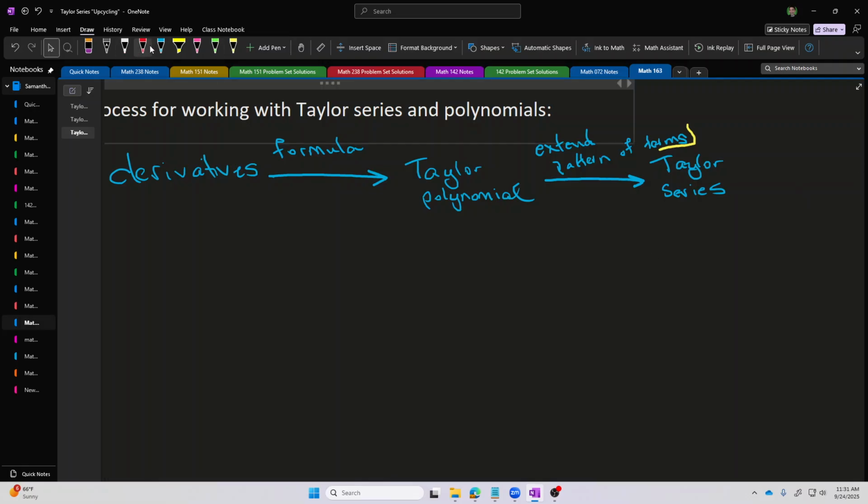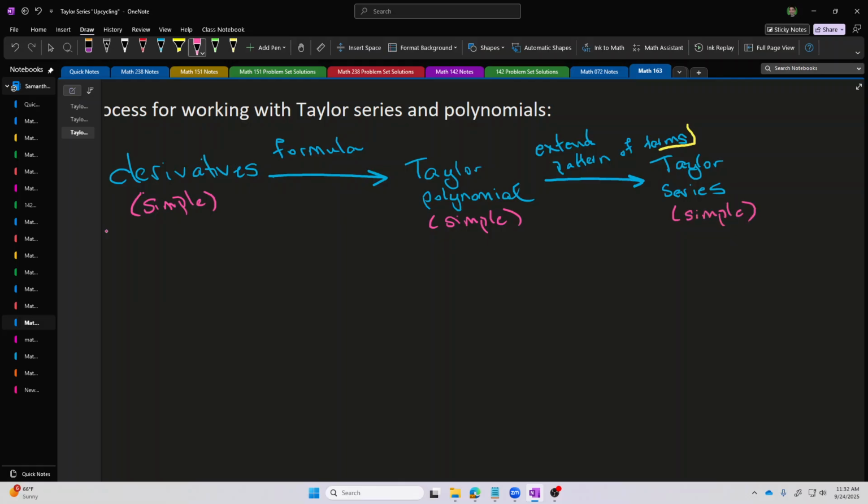And these are absolutely correct concerns. This pipeline, to tell you the truth, is really only suitable for functions of a fairly simple nature: functions that have fairly simple derivatives, functions that have fairly simple Taylor polynomials, which in turn give rise to fairly simple Taylor series. When you're dealing with more complicated functions, we're going to introduce today an alternative process for finding their Taylor series and their Taylor polynomials.